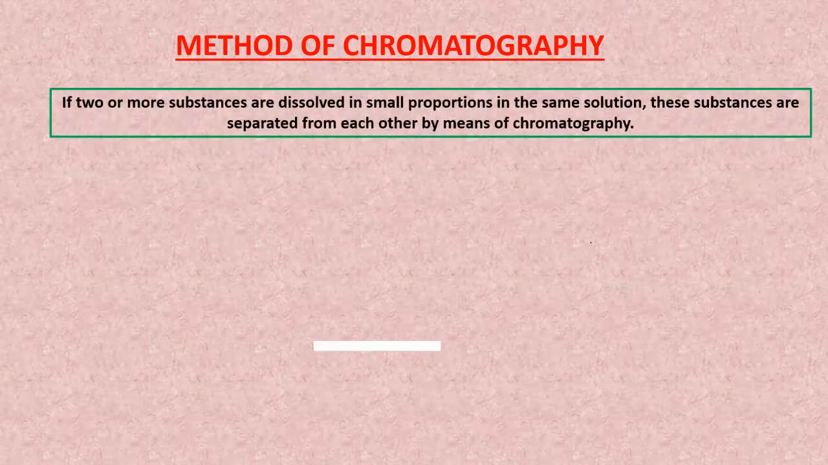The last method which separates the substances from each other is the method of chromatography. So let us understand this method in detail. If two or more substances are dissolved in small proportions in the same solution, these substances are separated from each other by means of chromatography. So chromatography separates two or more substances which are dissolved in small proportions in a solution.